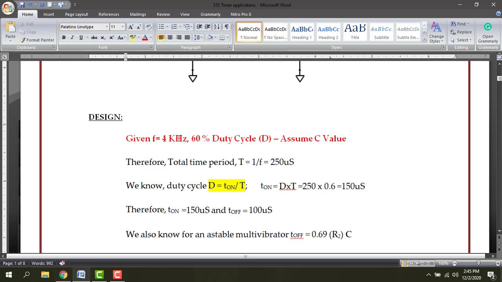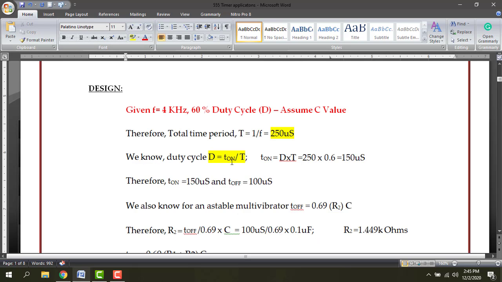The frequency is the number of cycles per second. From the given frequency of 4 kHz, we can find the total time period. T is equal to 1 by F, so 1 by 4 kHz gives 250 microseconds. The square wave consists of on time as well as off time. The total time period is 250 microseconds.